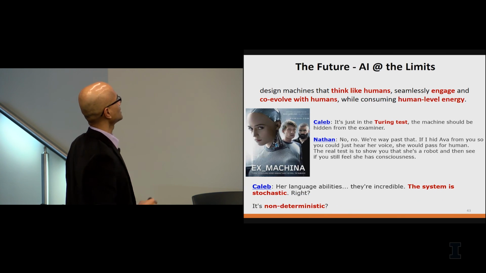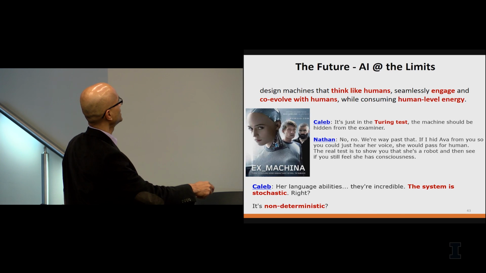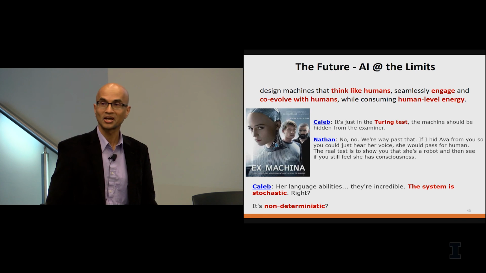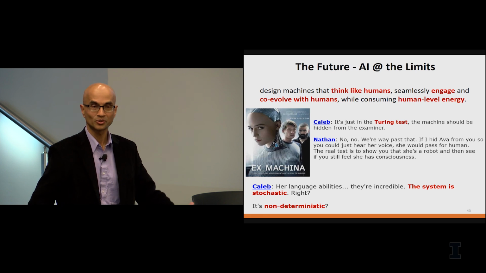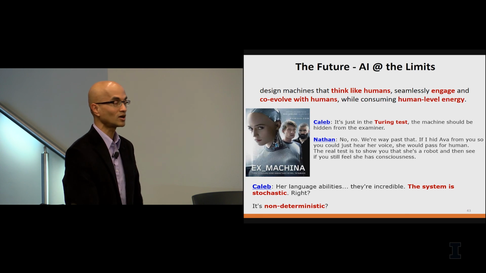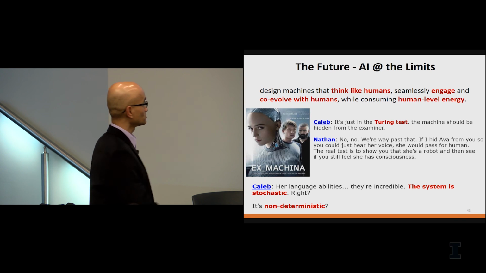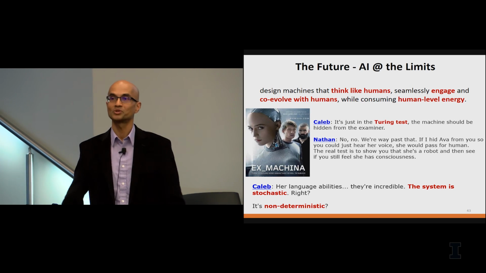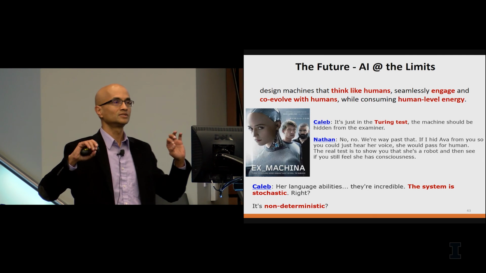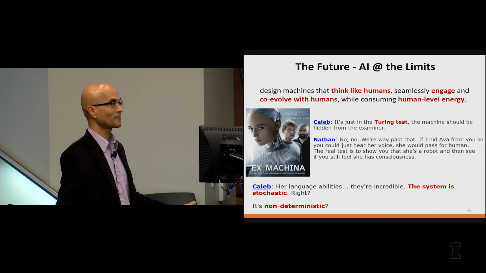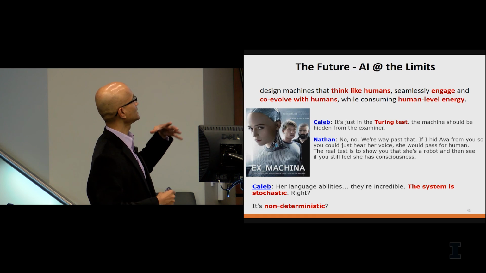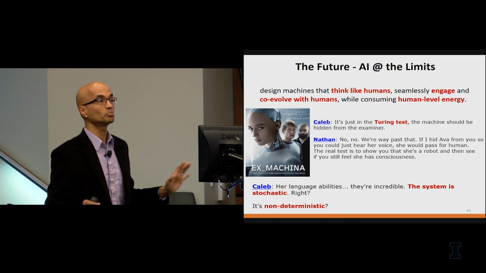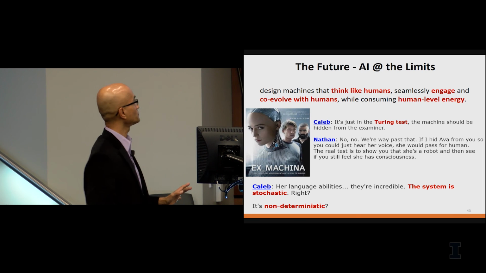The part that really got me was when Caleb said, her language abilities are incredible and the system is stochastic. Remember, stochastic circuits, stochastic building blocks? I don't know how they came up with this, but you need non-deterministic behavior to actually do something super duper when it comes to AI, AI that operates at the level of human intelligence. We have to break away from the past, the way we did things before.